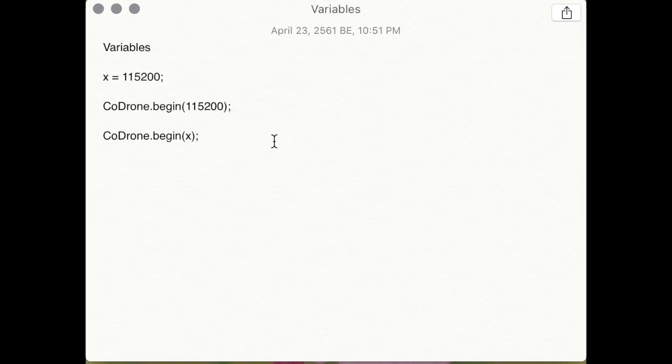Variables also can multiply numbers or add or subtract. You could make y equals x minus, let's say, 10,000.